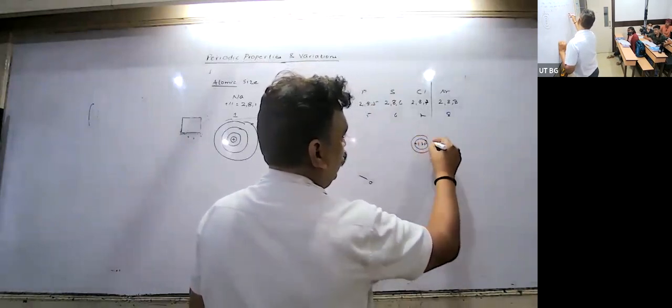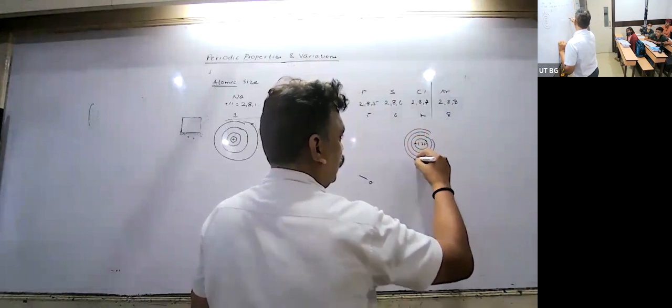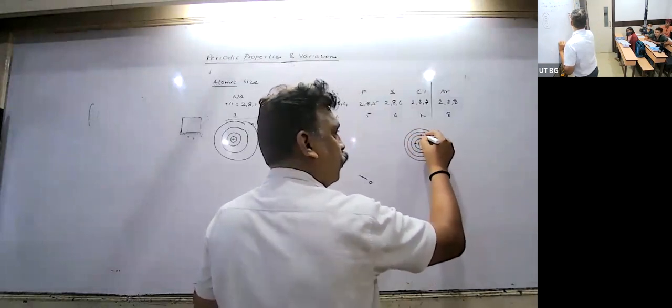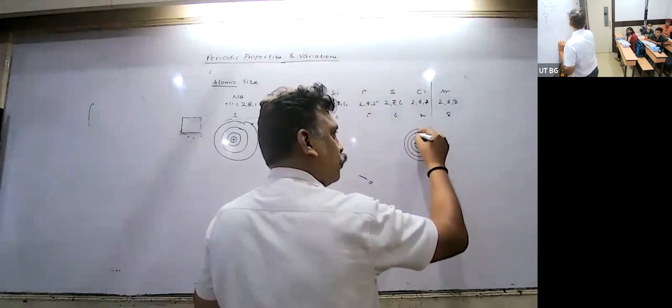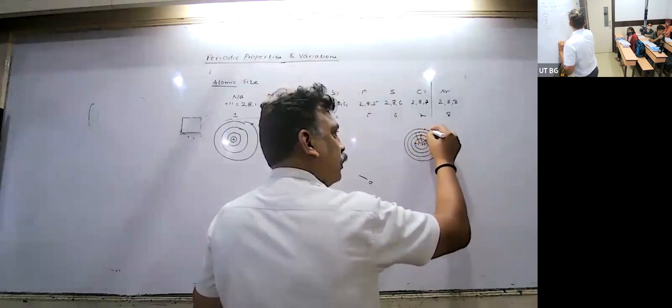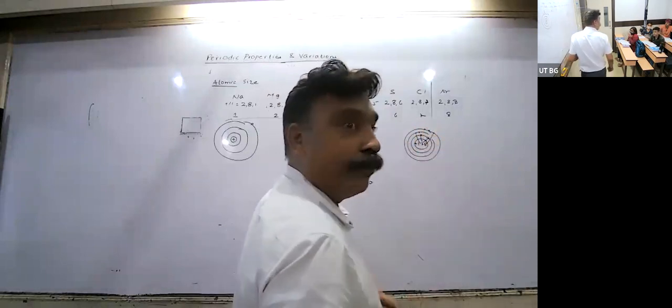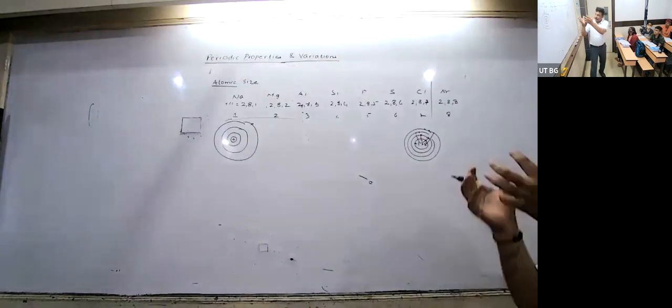Right? So what will happen in this? First shell, second shell, and the third shell. The nucleus, what will it do? It will bring these electrons very close to it. Why? Because of nuclear charge. 17 protons will have a greater power to attract the electrons.